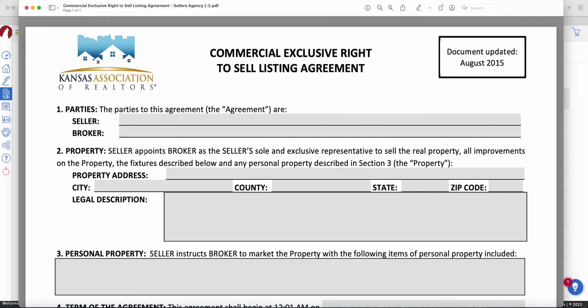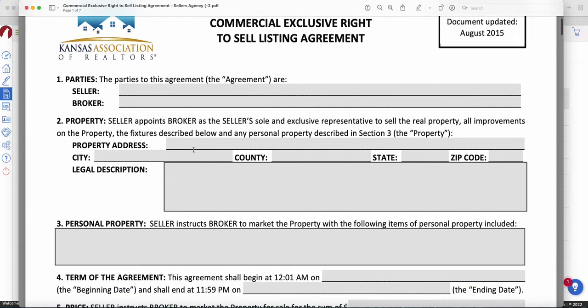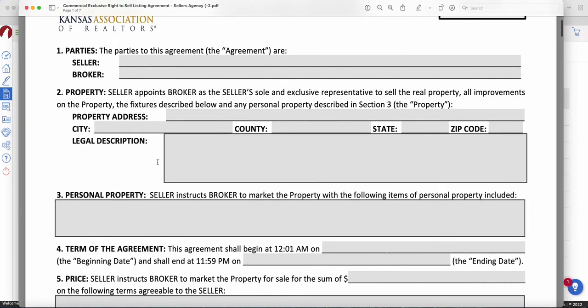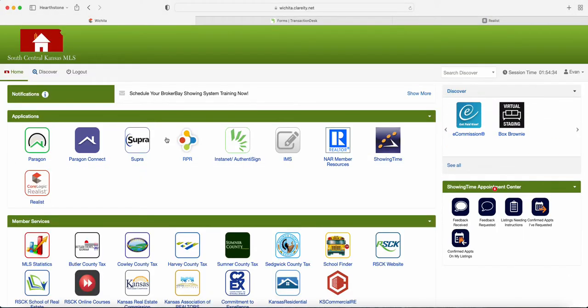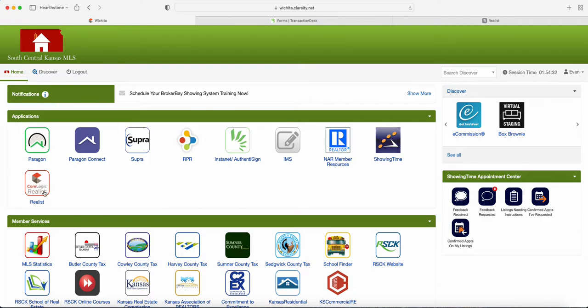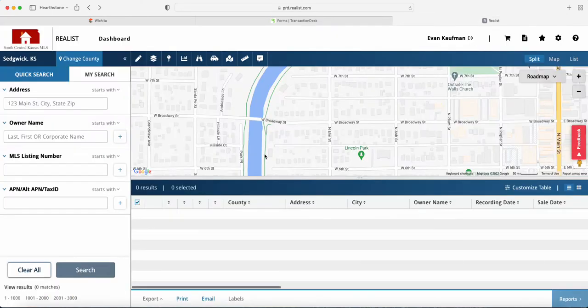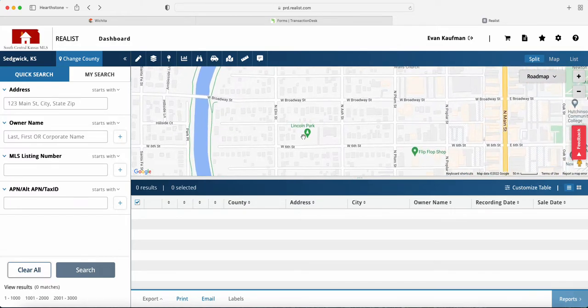Now looking at the property, we have the property address, the city, the county, the state, and the zip code. And then below that is the legal description. This is where we're finding all this information to get it right. We're going to go back to that main page, and we're going to click on Relist, where we see all the property information. And we have another training on this so that you can figure out how to gather tax information. But Relist is a wonderful resource where we can find out the naming and information on property.